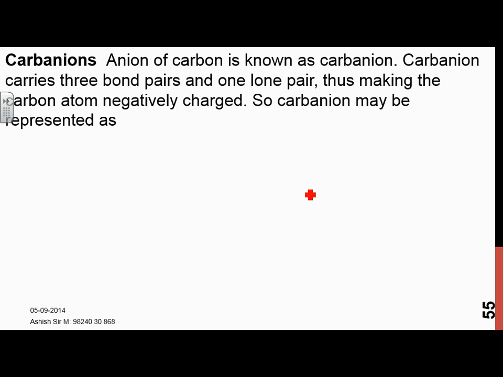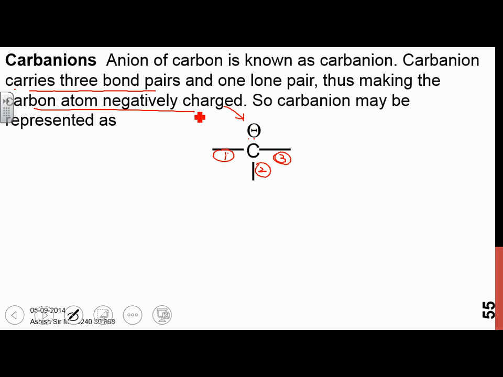Similarly, we have carbanions. What do we have? Carbanions. An ion of carbon is known as carbanion. As I already explained, carbanion carries 3 bonded pairs of electrons and 1 non-bonding pair of electrons. That's why it has negative charge. That's why the atom becomes negatively charged. So carbanion may be represented as follows. Correct?